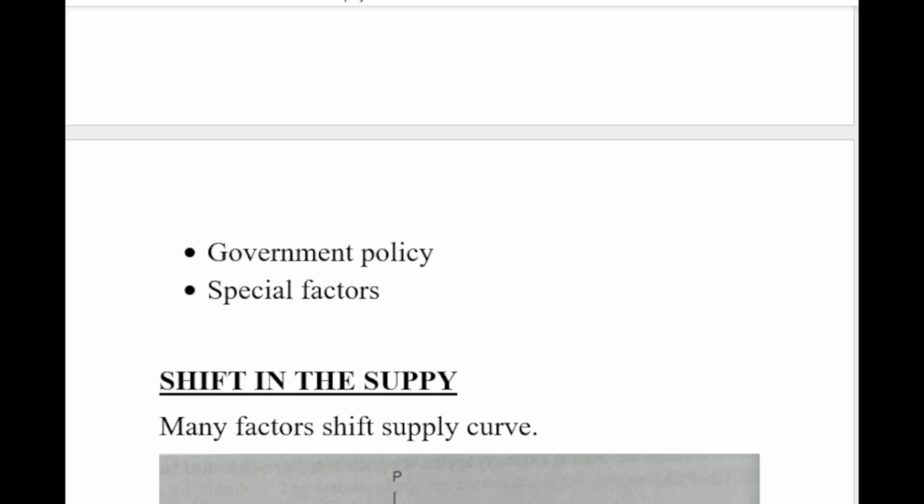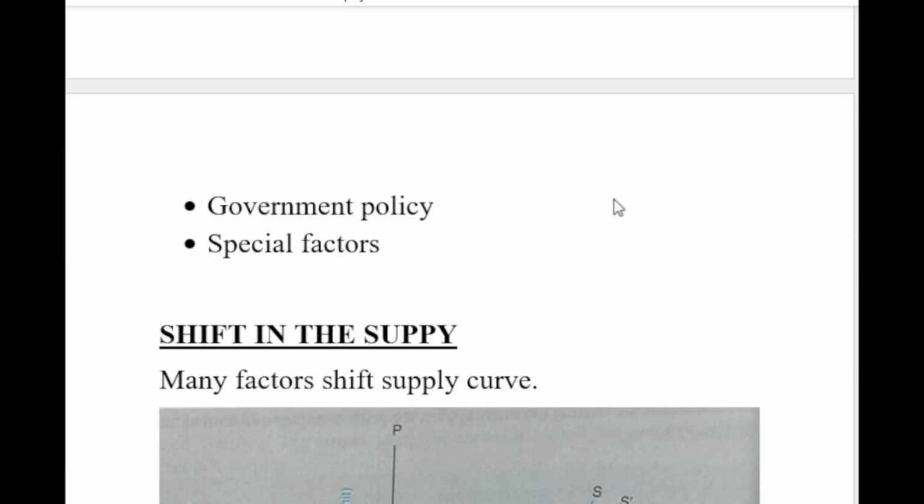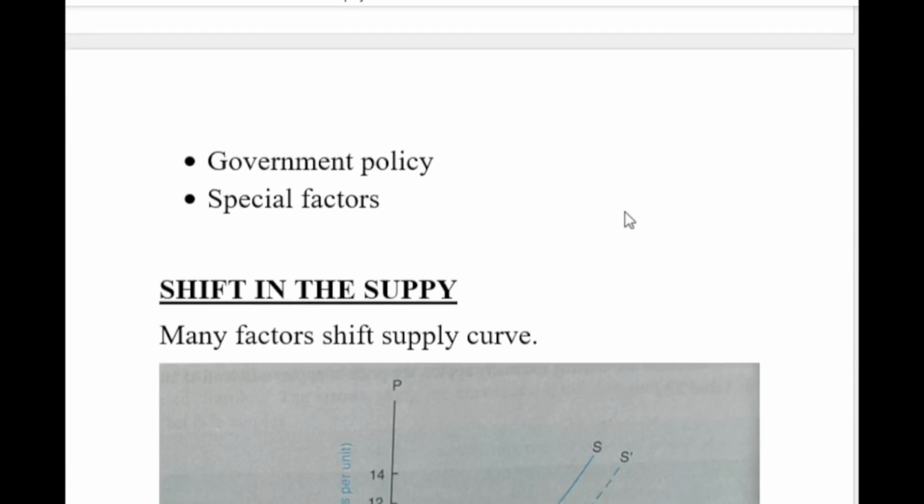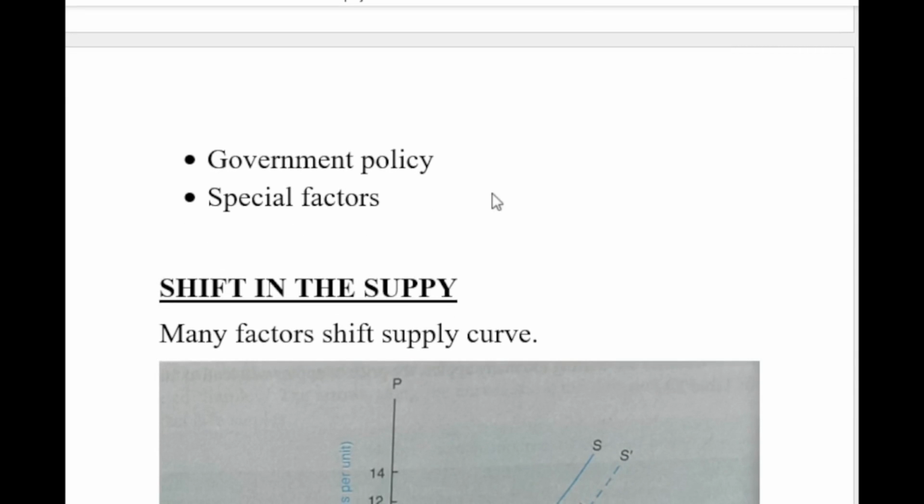So the government trade policies have a major impact upon these aspects. Government regulation influences both the number of firms that can compete and the price they charge. There are certain regulations on certain quantities, where the government decides the prices of the commodity. There are certain other factors, the special factors.